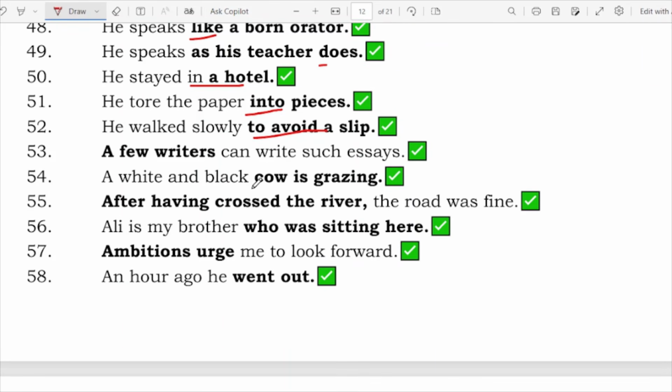A white and black cow is grazing. After having crossed the river, the road was fine. This is a perfect participle, past participle, after having crossed the river. Ali is my brother who was sitting here. That is, Ali is a person, so you will use who, not which. Ambitions urge me to look forward. After to look forward, you also use gerund or noun.